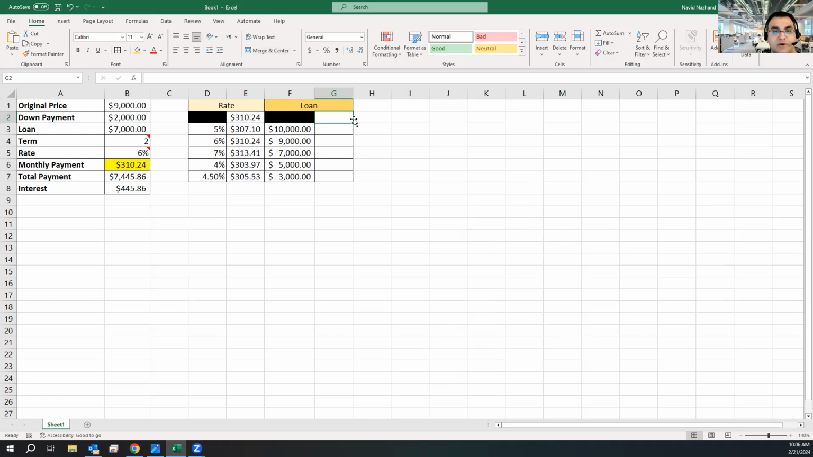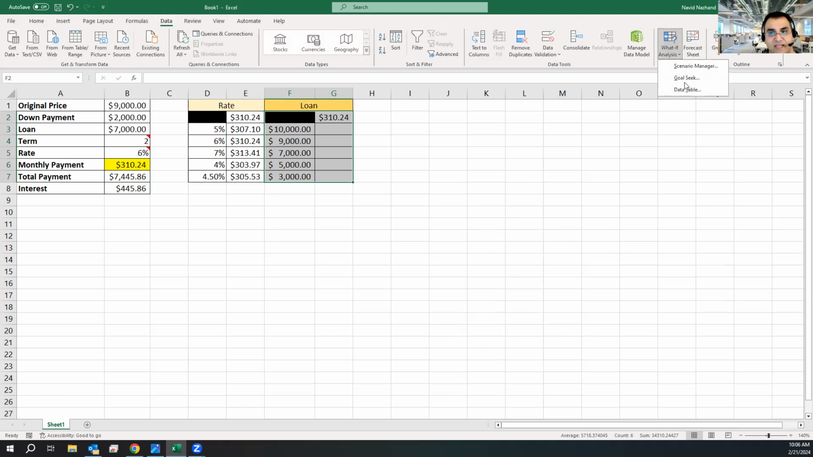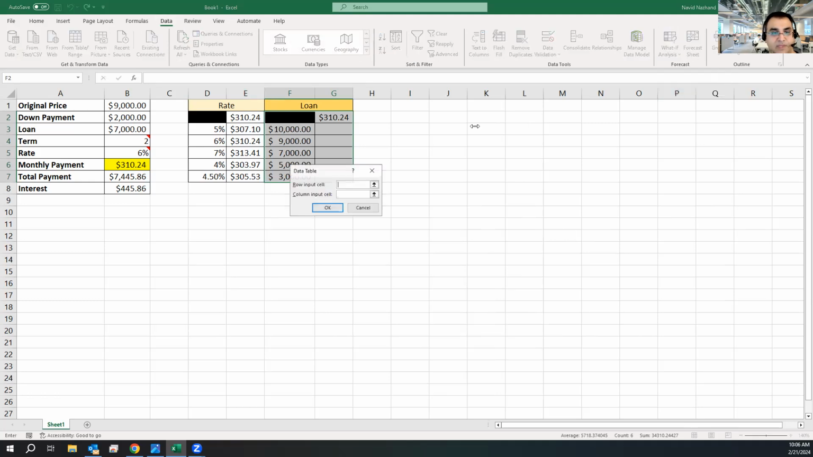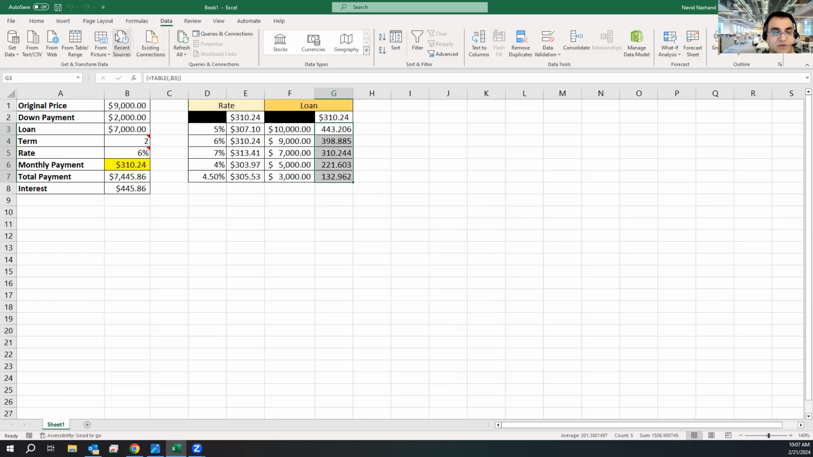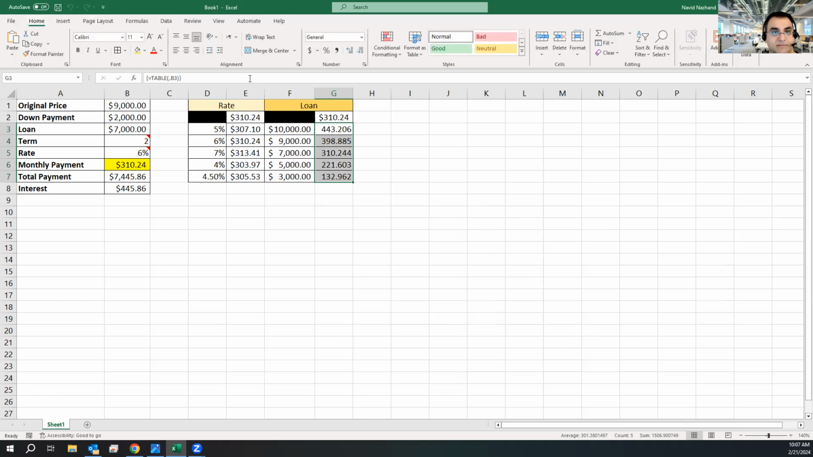Now, what do I need to put here? If you remember, we need to put a formula. So this one is equal to this one, right? So I have all the numbers here. Let me do it one more time. I select this area, data, what if analysis, data table. In my column, I have, this is column, right? And I'm dealing with different loan amounts. So click on OK, and then you can see that this is what I will get from there.